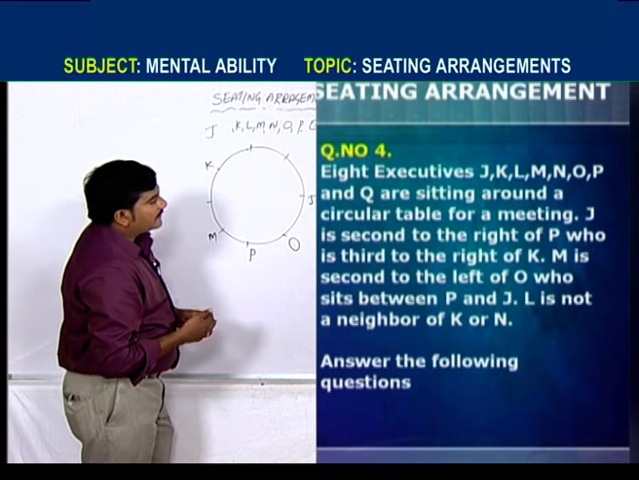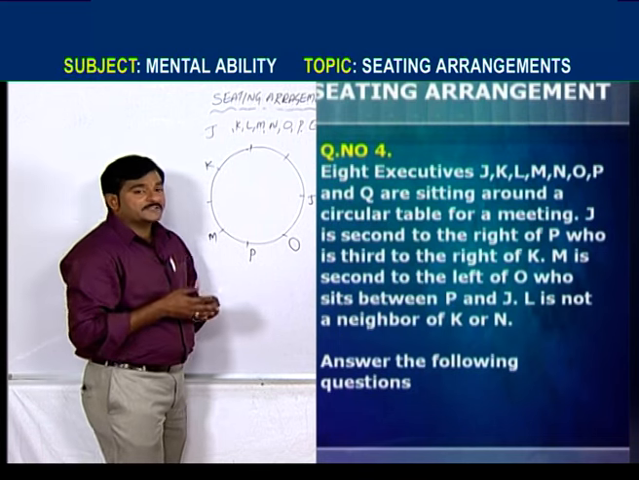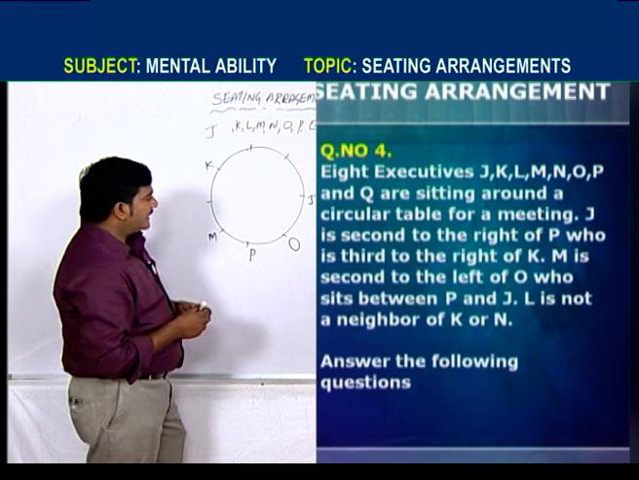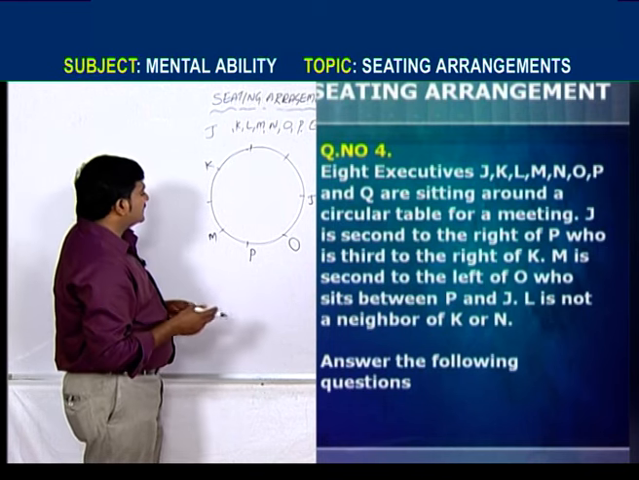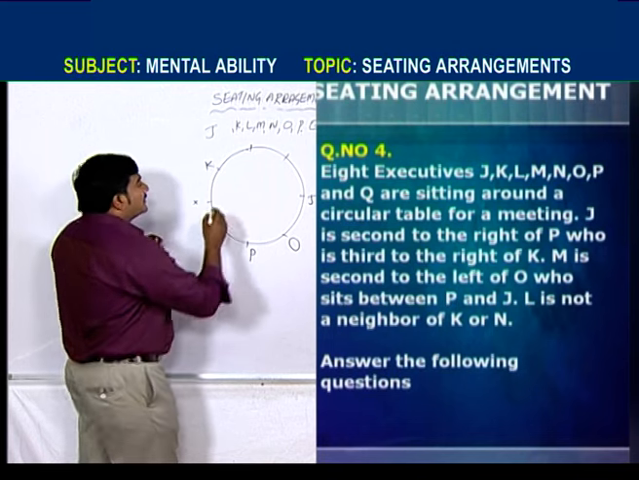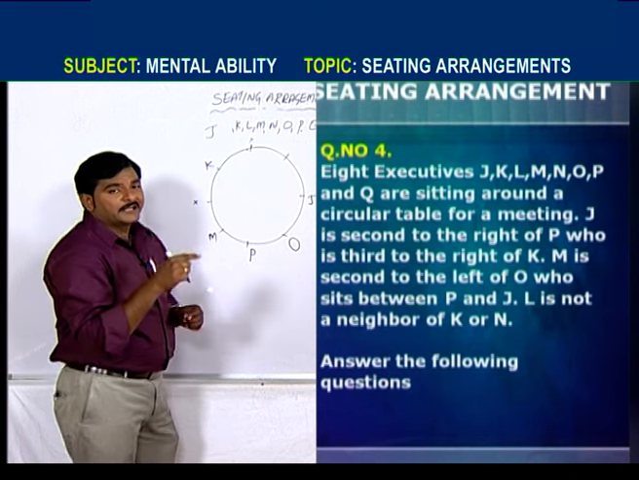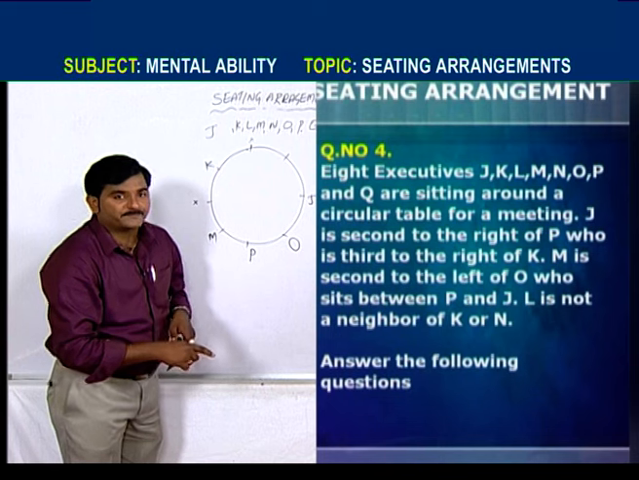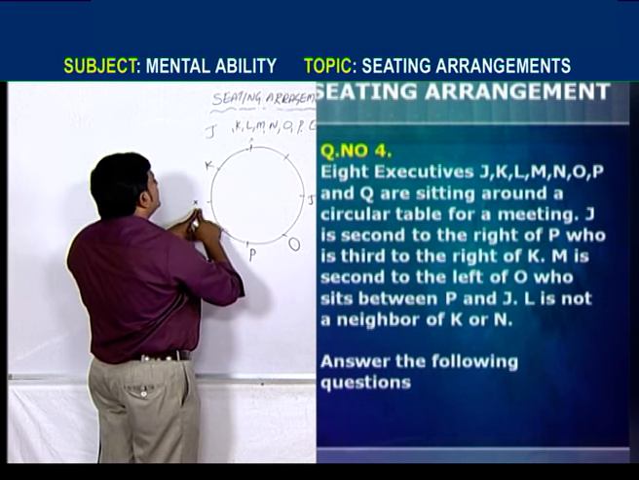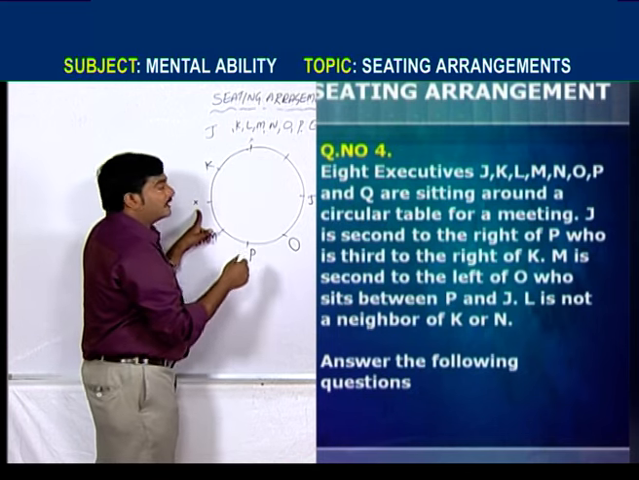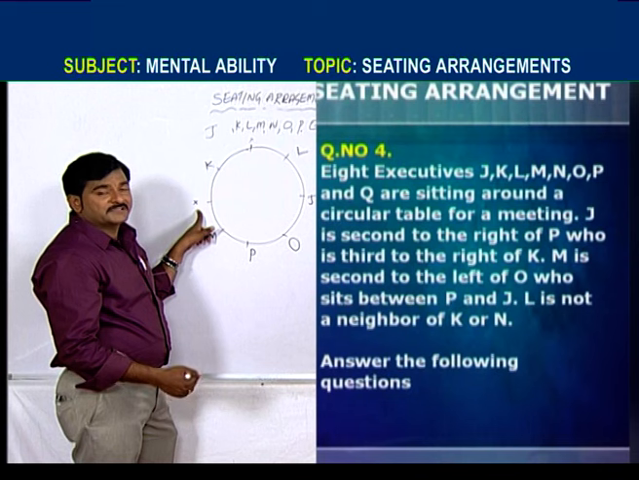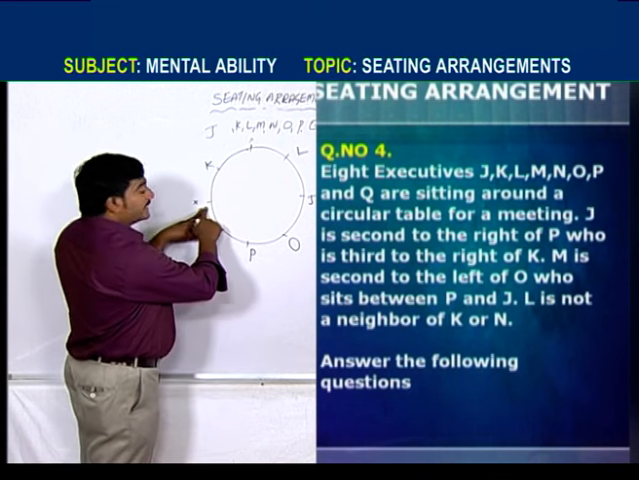Next, we'll discuss further direct or indirect conditions. What is the next condition he has given? L is not a neighbor of K or N. What does it mean? It's very clear: L is not sitting with K or N. So this position should not be occupied by L, and this position also should not be occupied by L, because L is not a neighbor of either K or N. That's why L should not sit here, and L should not sit here either. If L sits here, he is a neighbor of K. If L is sitting here, he is also a neighbor of N. That's why this position must be L's position. L is not sitting with K or N. I hope you understood. For example, if I take L here, L is a neighbor of what?